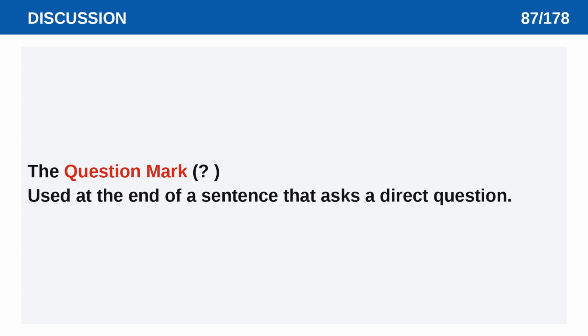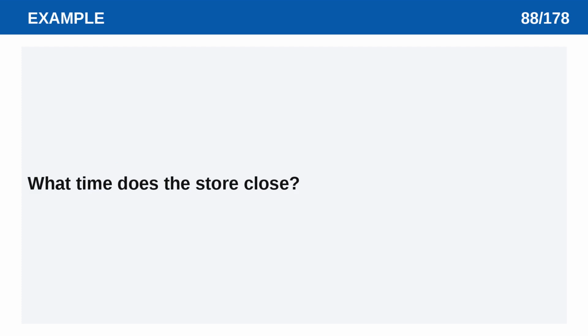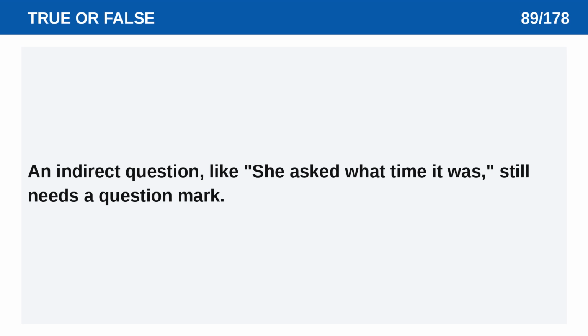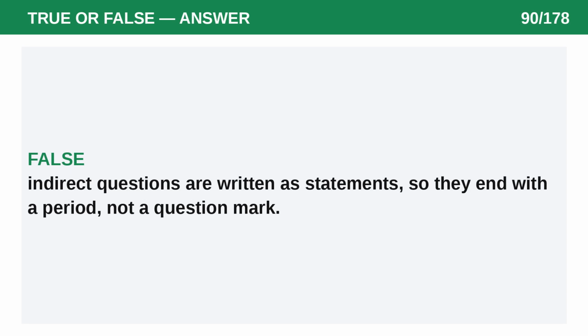Next, the question mark. This mark replaces the period at the end of a sentence that asks a direct question. What time does the store close? Notice this sentence is a question, so it ends with a question mark, not a period. An indirect question, like she asked what time it was, still needs a question mark at the end. That's false. Indirect questions are written as statements, so they end with a period, not a question mark.